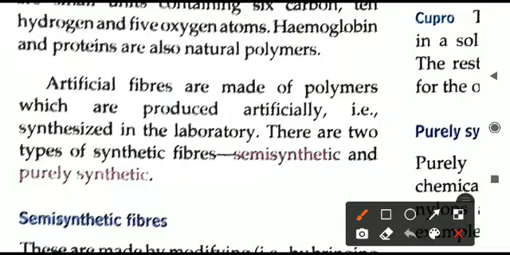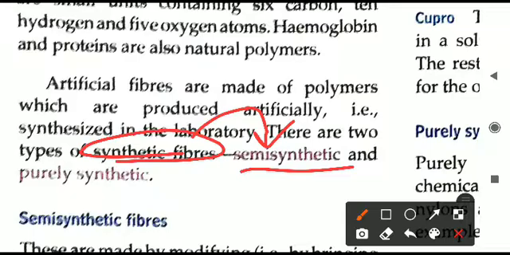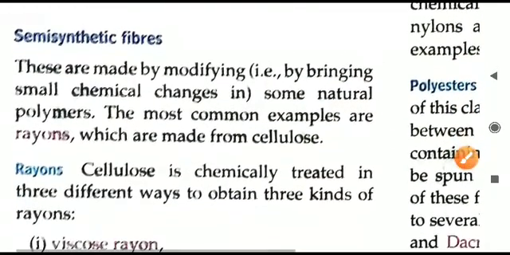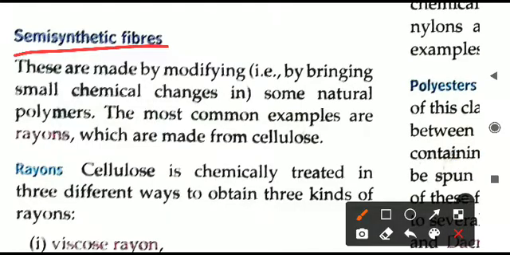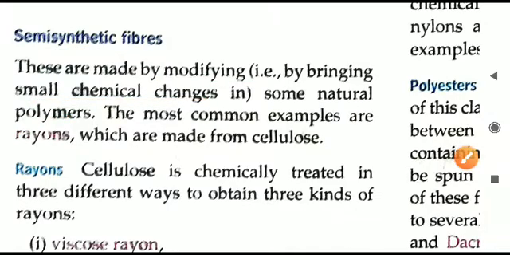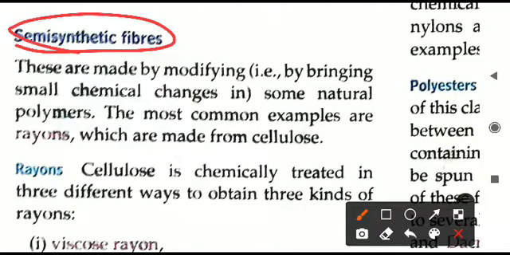And we will have the classification of the synthetic fiber into two types. First one is semi-synthetic, and second is purely synthetic. Let us see both of these one by one. Semi-synthetic fibers are made by modifying, by putting some small chemical changes in the natural polymers. We will take cotton or any other natural fiber, and some small chemical changes are done in the laboratory in that natural polymer. That will produce the semi-synthetic fiber.